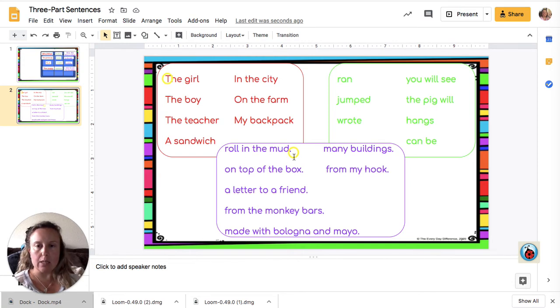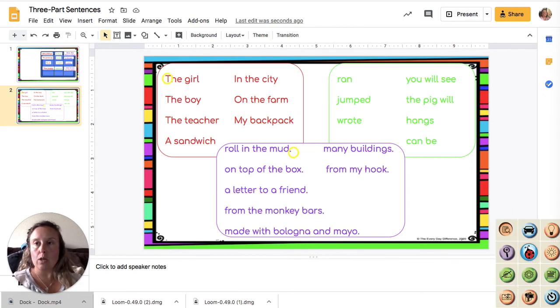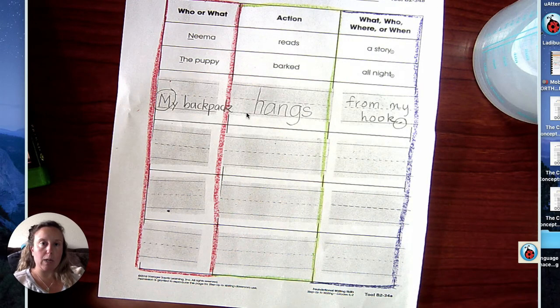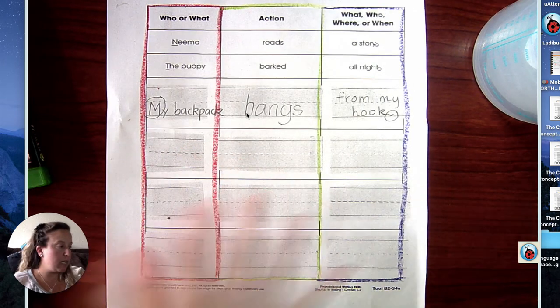Roll in the mud, period. On top of a box, period. A letter to a friend, period. From the monkey bars, period. Made with bologna and mayo, period. Many buildings, period. From my hook, period. Okay. So now I'm going to close this and open another page, and here is where we're going to begin now.